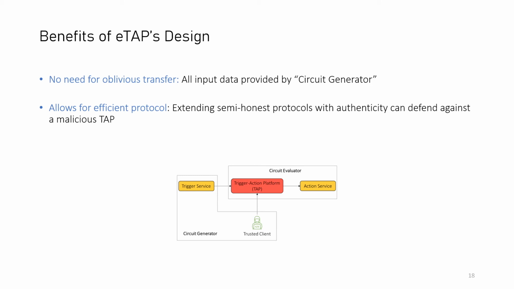Tailoring GoBot Circuit in these specific trigger action settings comes with many benefits. For example, we don't need to use oblivious transfer since all input data is provided by parties in the generator. In addition, since only part of the evaluator is malicious, we showed that by extending a semi-honest protocol with authenticity, it is enough to defend against a malicious tab without resorting to a heavyweight fully malicious protocol.